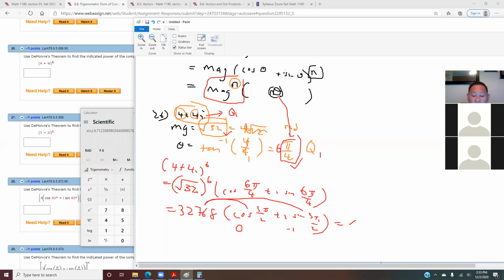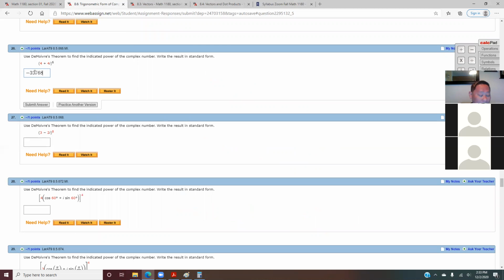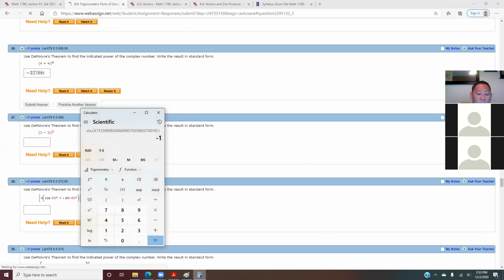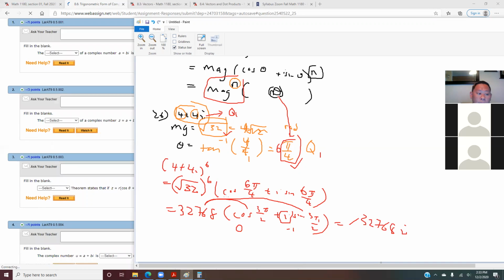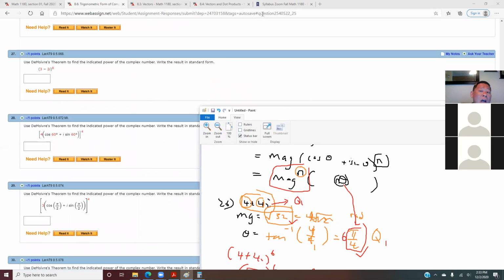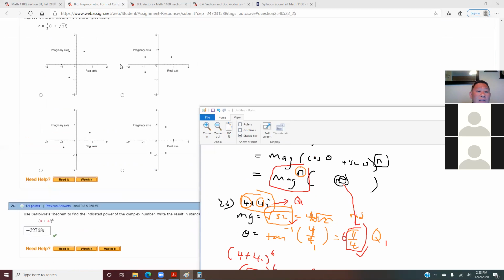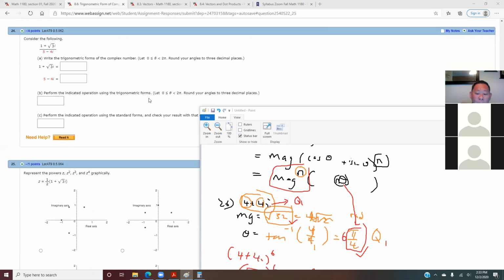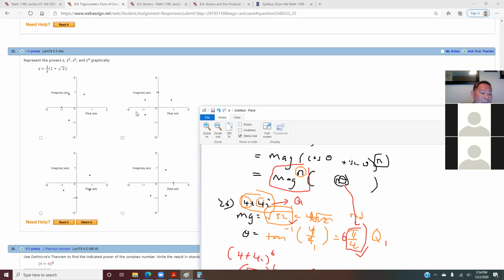So that means your answer in this case is negative 32768i. Don't forget this one has an i on it. So this is negative 32768i. You guys all right here? Questions? Okay, so make sure you read the question carefully, what kind of result they want you to put in. Some results want standard form, like what we have here, and some want trigonometric form, like magnitude and cosine. So be careful with that.